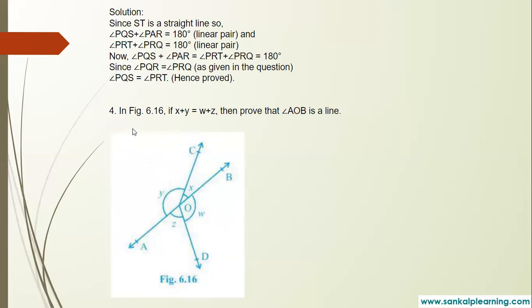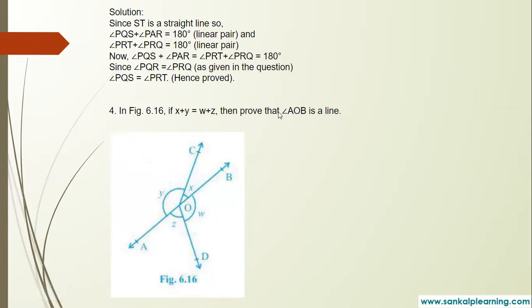Fourth question. In figure 6.16, if x plus y is equal to w plus z, prove that angle AOB is a straight line. So what is given here? X plus y. See, here we have x plus y is equal to w plus z. See, sum of these two angles will be equal to, see, these two are linear pair of angles. AB is a straight line, right? AB is the straight line.